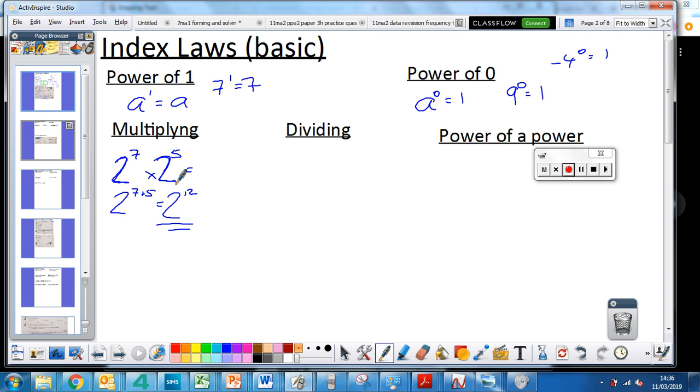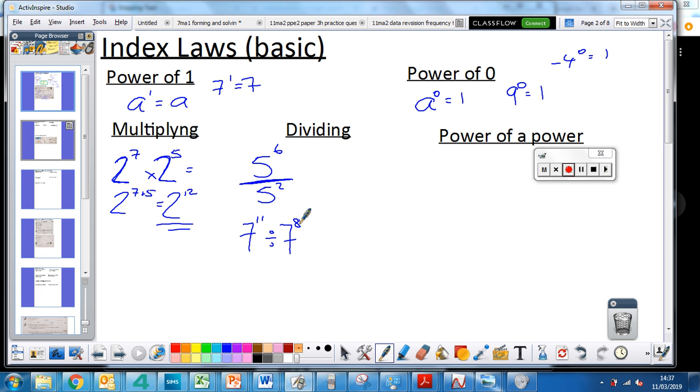When it comes to dividing, something like 5 to the power 6 divided by 5 to the power 2. Often they write division using fraction notation. Very often. But they may also write it like this. 7 to the power 11 divided by 7 to the power 8.